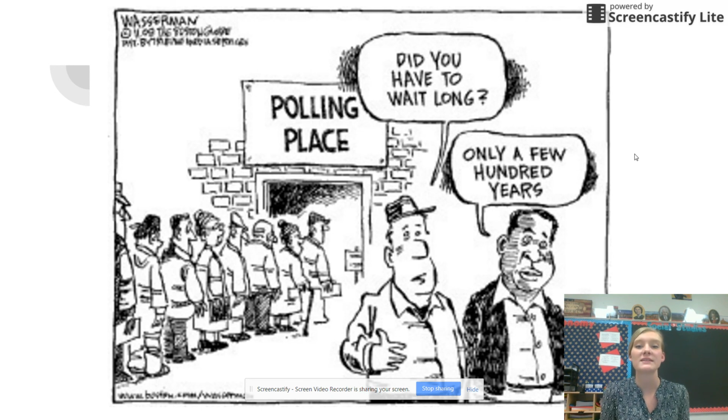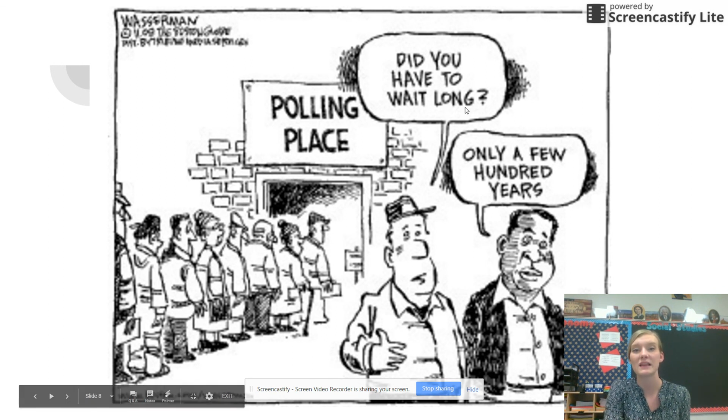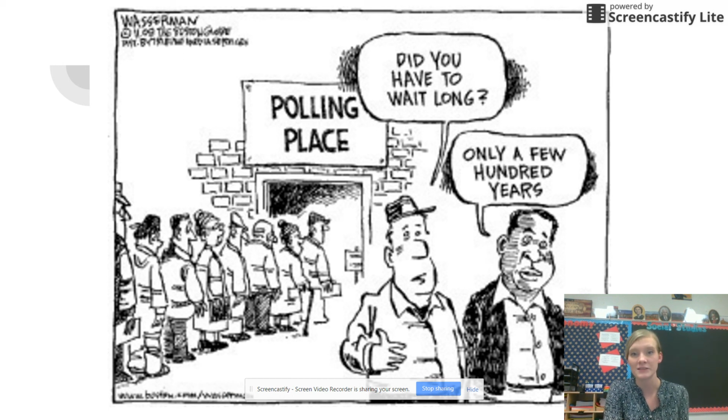This is a good example of a political cartoon that talks about the 15th Amendment. We see all of these people waiting in a long, long line for the polling place, which is where you go to vote. If you've ever gone with mom or dad to a polling place, you know those lines can get so long. And we see this white man here asking the African-American man he is with, "Did you have to wait long?" And the African-American response says, "Only a few hundred years." So it's just a little subtle nod to the 15th Amendment.